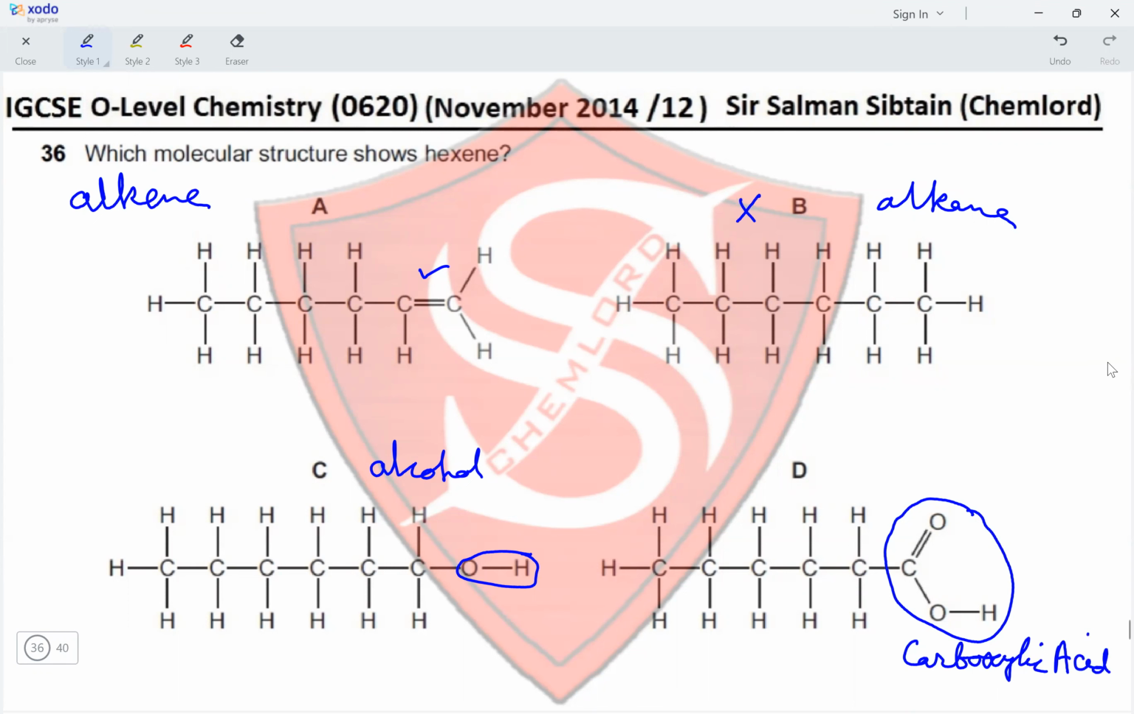So B, C, and D, due to being different functional groups than alkenes, get eliminated. And A is the answer, but let's count the number of carbon atoms. So 1, 2, 3, 4, 5, and 6. Yes. So a 6 carbon atom alkene is called hexene. So this makes option A the correct option for this question.